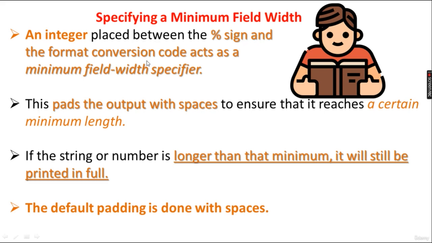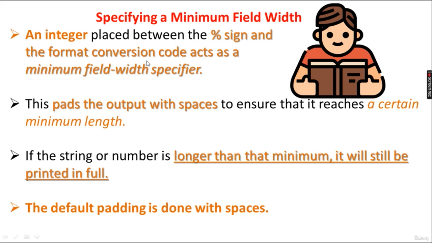Now, specifying a minimum field width. An integer placed between the % sign and the format conversion code acts as a minimum field width specifier. A positive integer value between % and the format specifier will act as a minimum field width specifier. This pads the output with spaces to ensure that it reaches a certain minimum length.